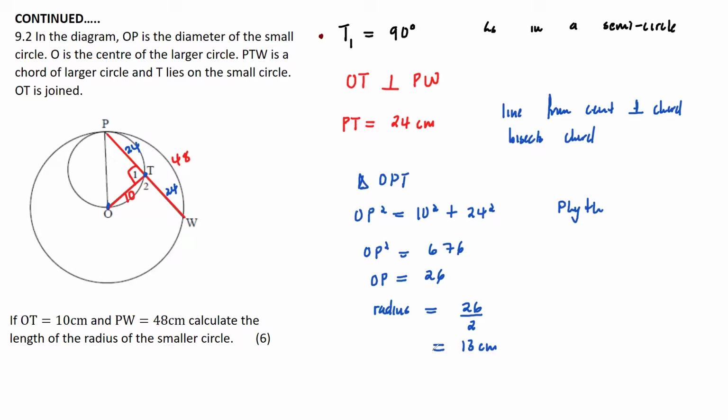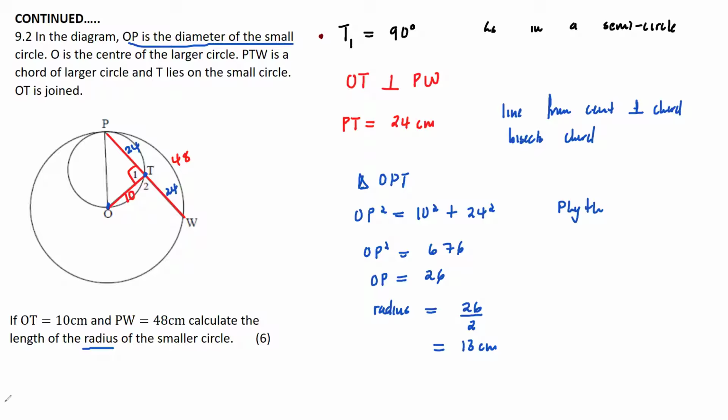Somebody says, will I be right if I use the cosine rule? Let me see how you would have used it. Yeah, you would. You get the same answer. Cos 90 will be 0, so you get back to the same thing. Why are we dividing? It's because we're looking for the radius, and OP is diameter of the small circle. That's why we divide by 2.